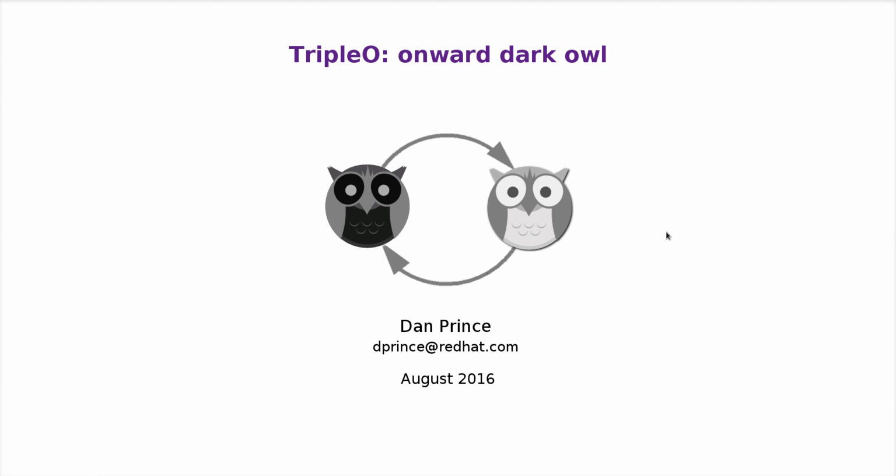I wanted to talk a little bit about the undercloud and the feedback loop between the overcloud and the undercloud, and how we might improve what I'm showing as the dark owl in this picture.